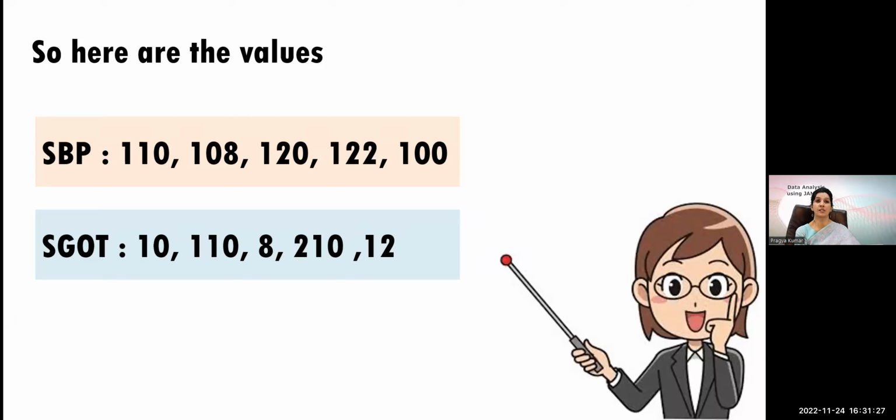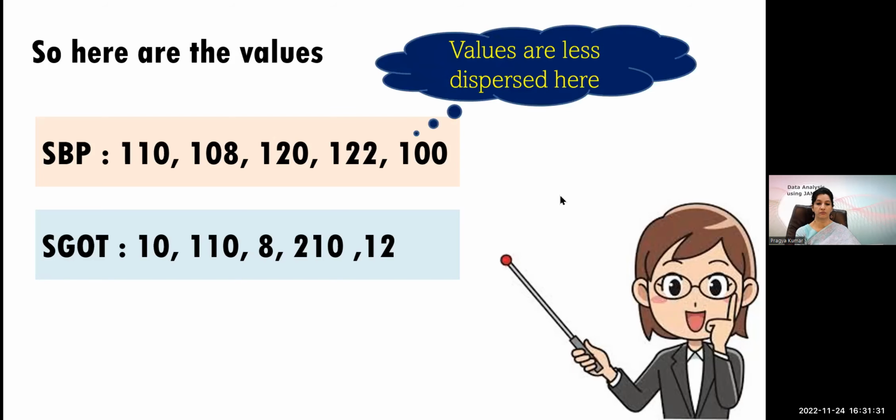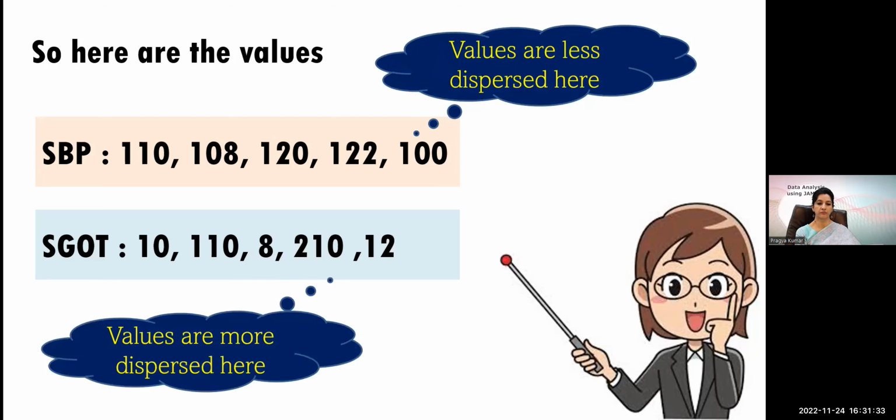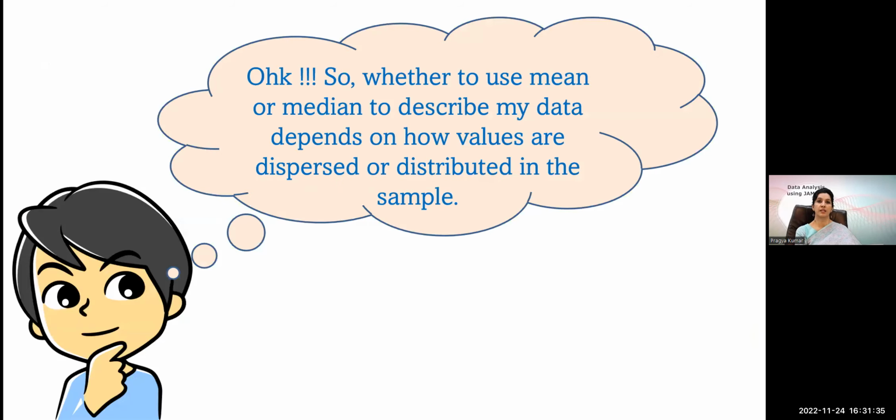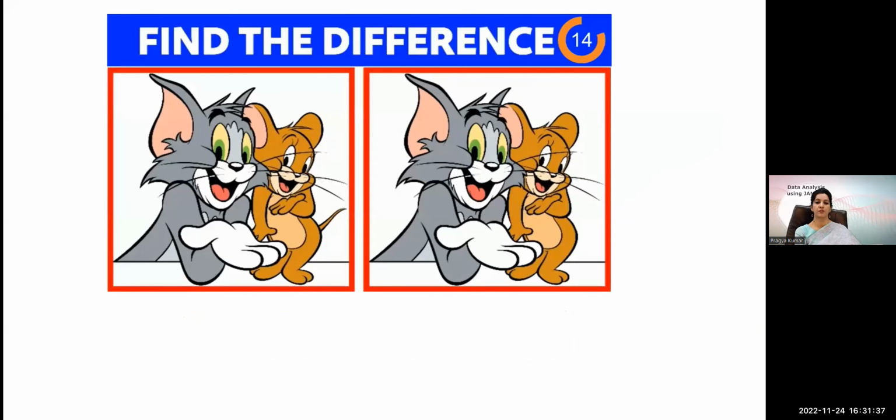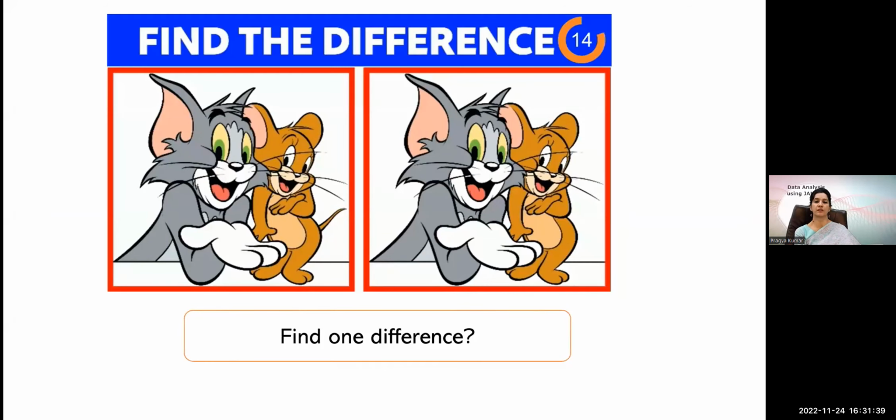So how do we decide whether the data is normally distributed or not? Before I go into the test, how to apply it and how to check, you have to do this for me: find one difference between these 2 pictures.